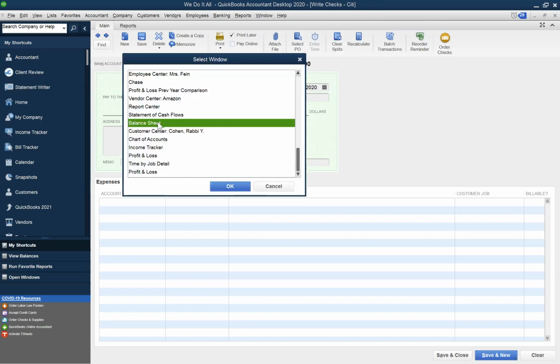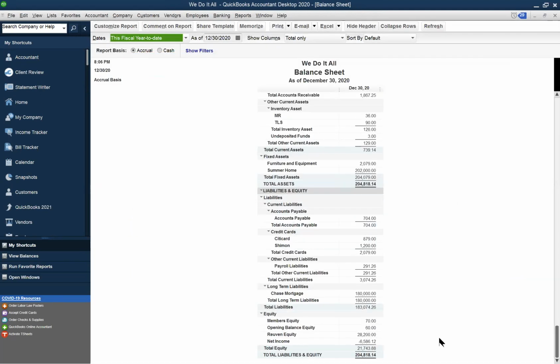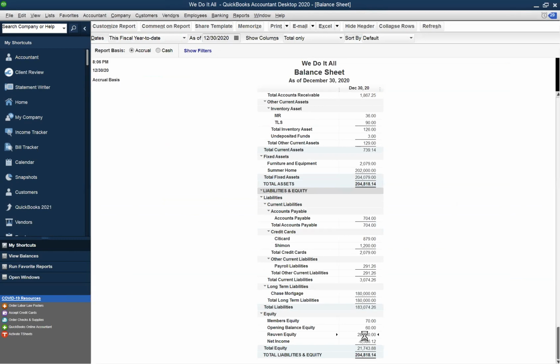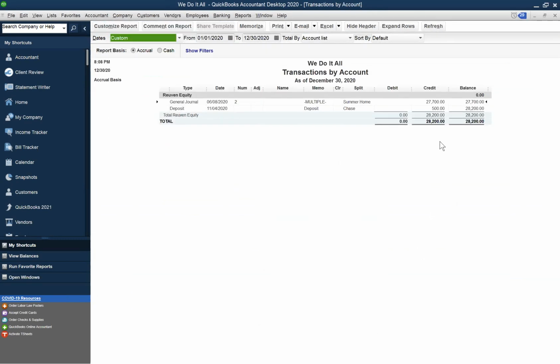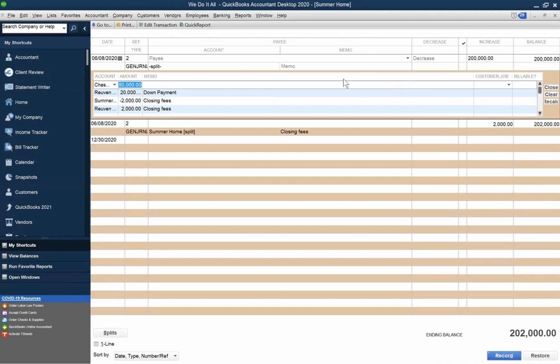Balance sheet. Okay, I have a lot of tabs open. Remember, Reuven's equity down at the bottom, he has 28,200 in equity. Why does he have 28,000? Because he put in 500 in the beginning, which was one of our original deposits. Then when we bought the summer home and we backdated to the summer, we added 27,200.